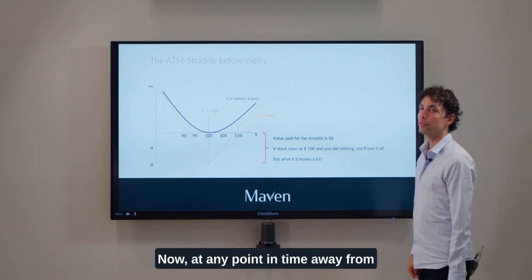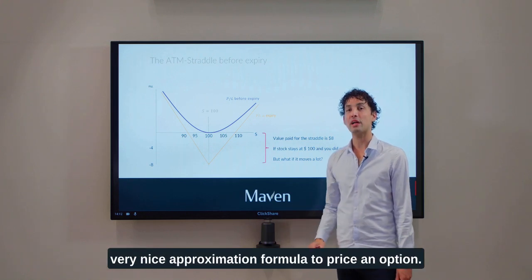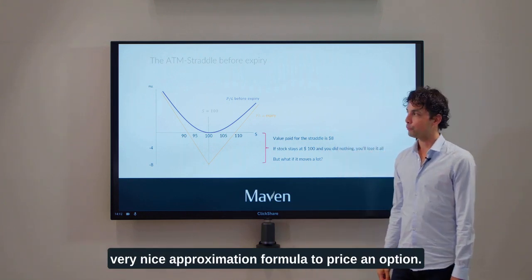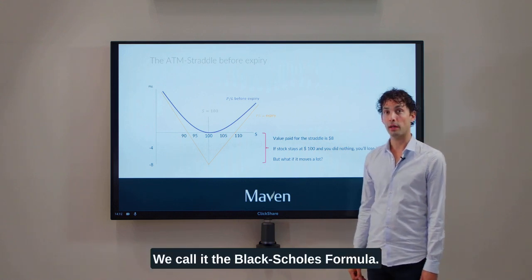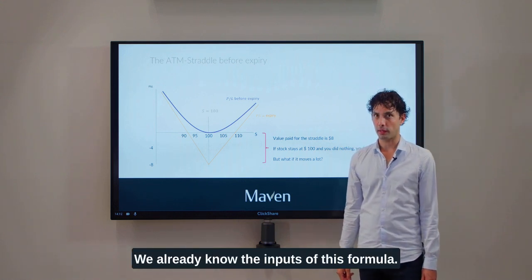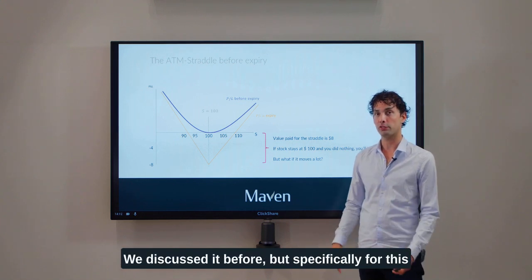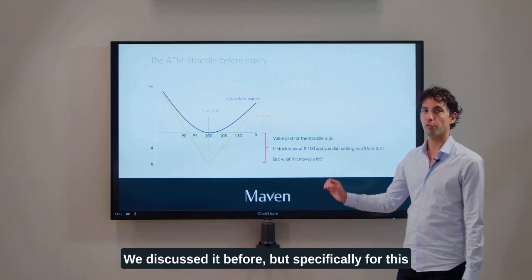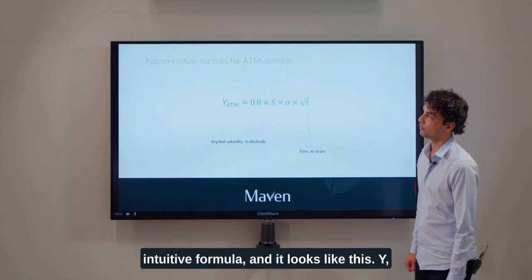Now, at any point in time, away from expiry, this at-the-money straddle has a very nice approximation formula. To price an option, there's a formula, we call it the Black-Scholes formula. We already know the inputs of this formula. You know the stock price, the time till expiry, interest rates and dividends, we discussed it before. But specifically for this intuitive at-the-money straddle, there's an intuitive formula. And it looks like this.